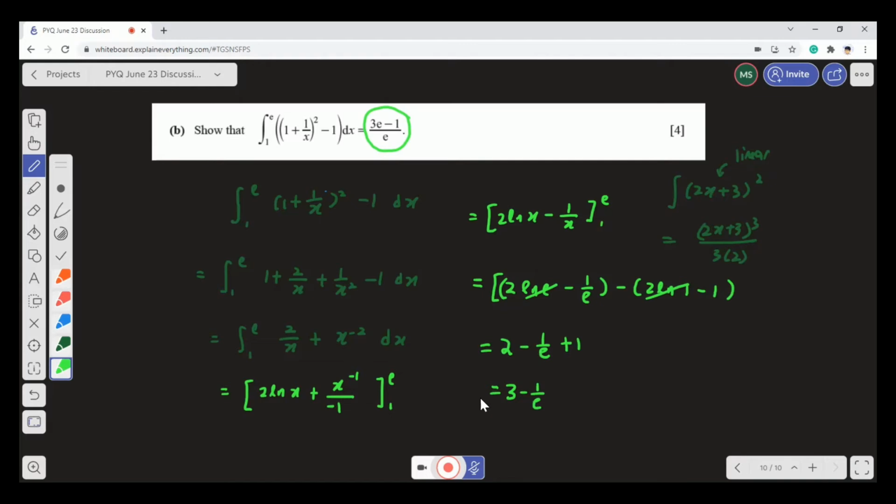Hey teacher, it's not the same. The question is 3e minus 1 over e. Is it the same or not? It's the same, right? Wanzan, what should we do next? Make the denominator the same. Then you can combine. That's where you prove it.